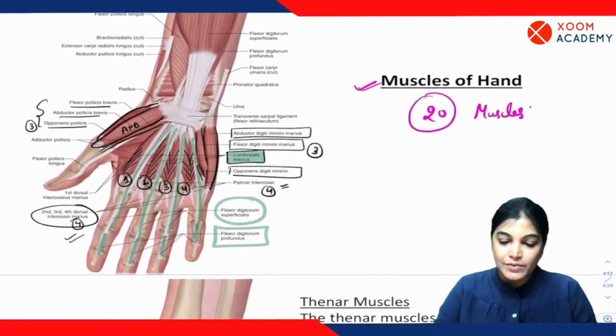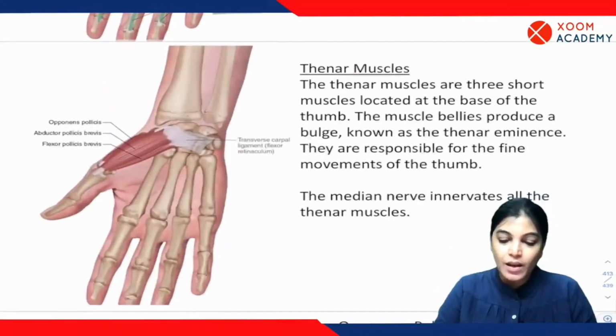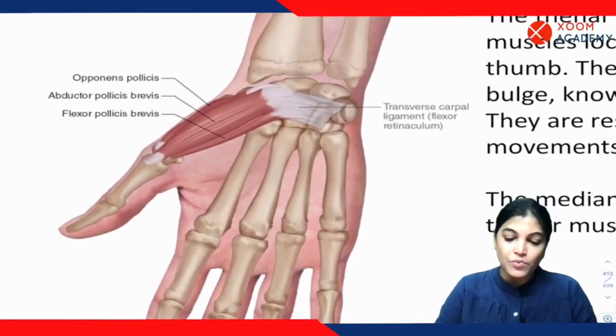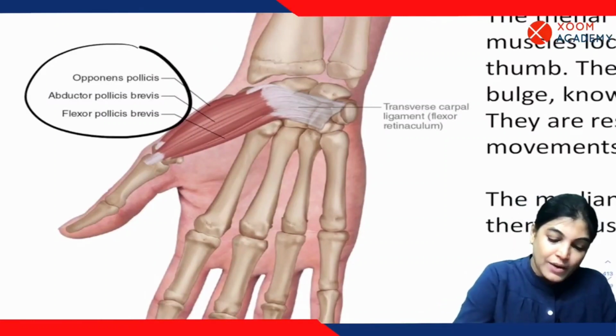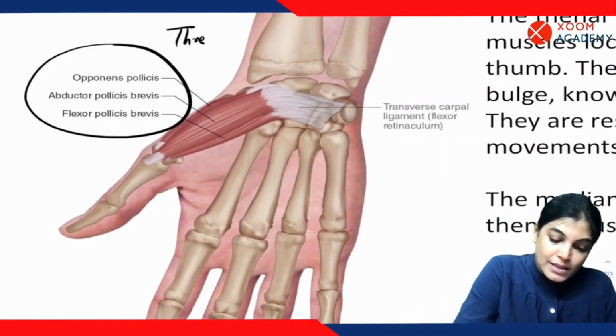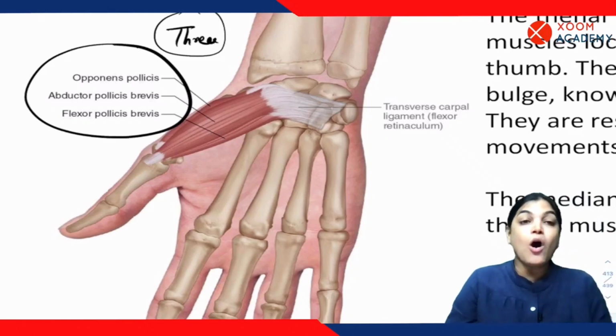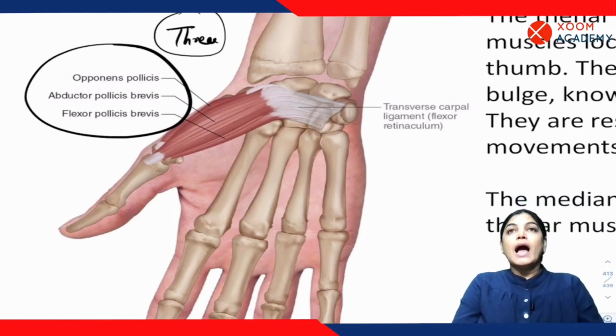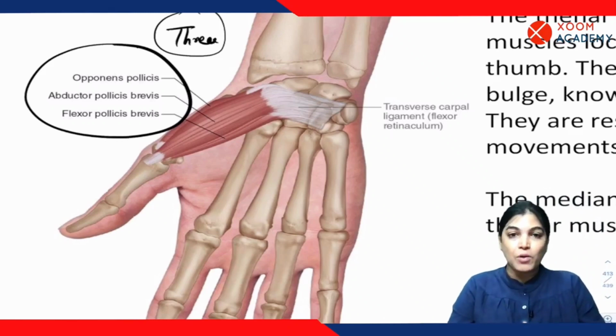Let's discuss each group of muscles. Firstly, I would like to tell you about the thenar group of muscles. In this diagram, only the thenar muscles have been highlighted. We have got 3 thenar muscles here: opponens pollicis, abductor pollicis brevis, and flexor pollicis brevis.